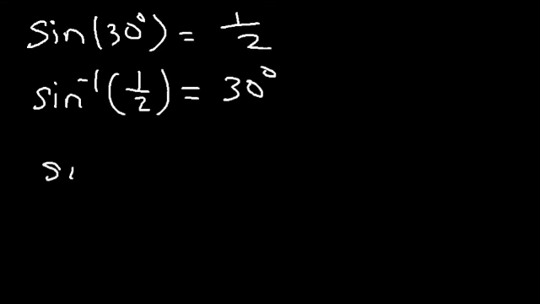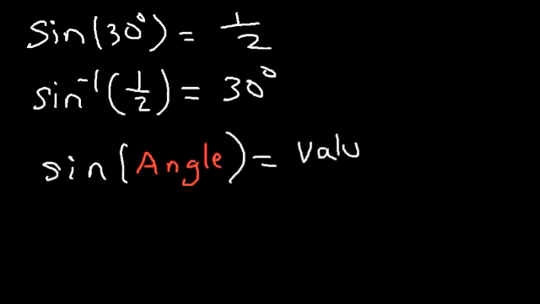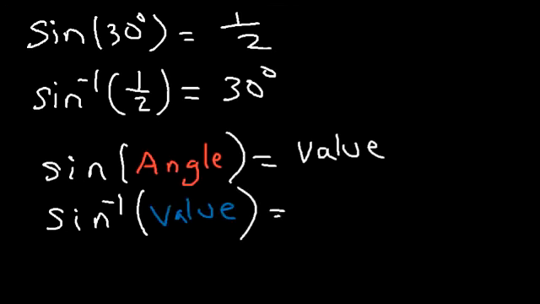So sine of an angle is equal to a value. 30 degrees is the angle, 1/2 is the value. The inverse sine of a value is the angle. Whenever you're dealing with an inverse function, basically you need to switch the variables. You would switch x and y. In this case, we're switching the angle with the value.